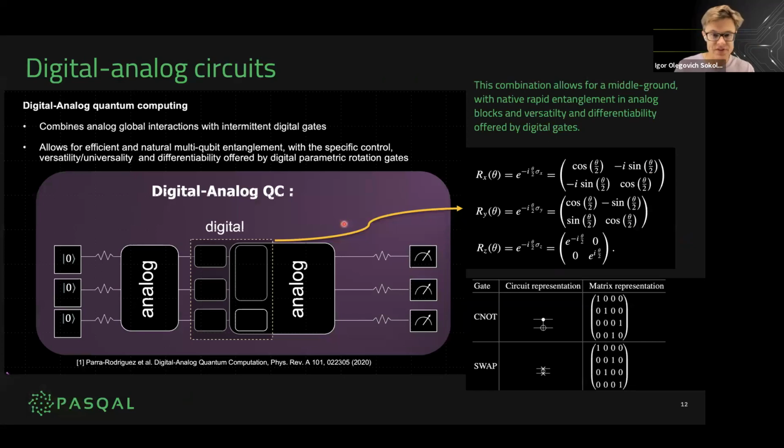And so this brings us to the idea that we can not only separate digital and analog circuits, but we can also have a mix of the two. So actually, this mode of computation is universal, and if you can implement some digital local rotation, we would have it. We can access the whole Hilbert space.